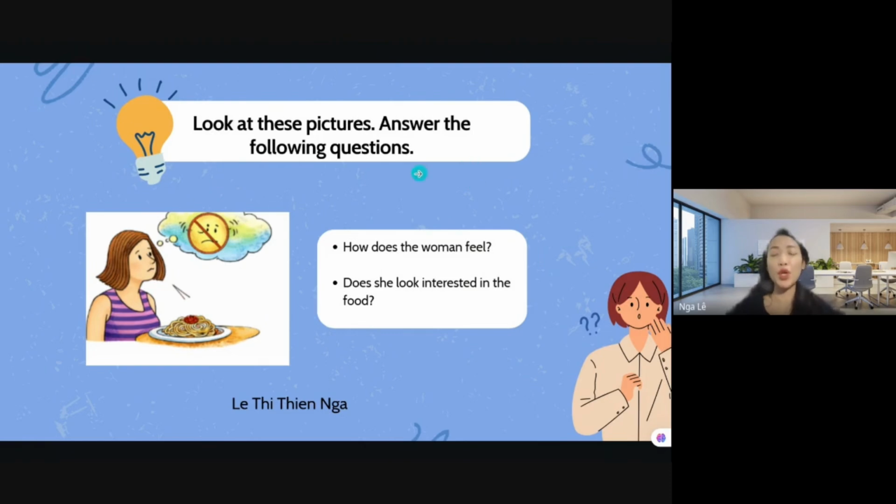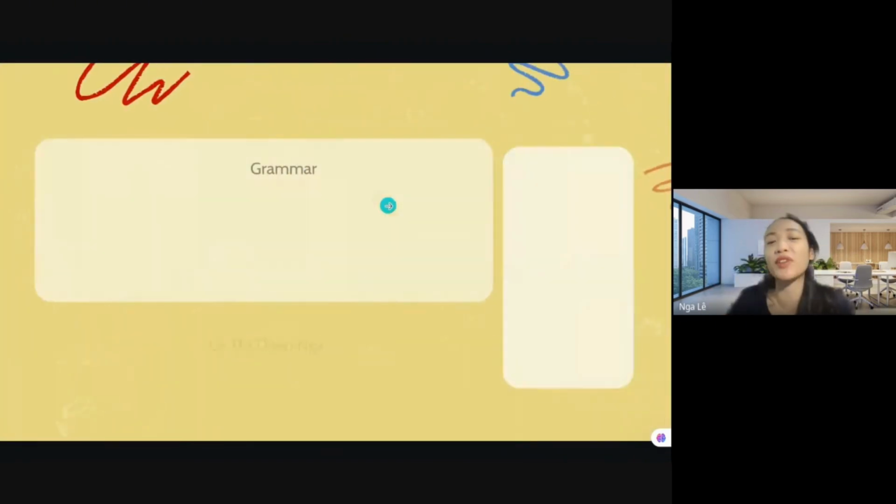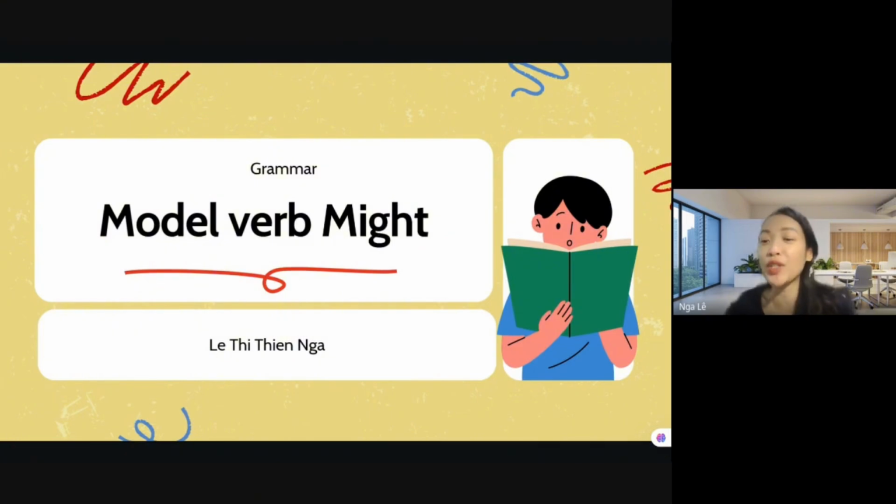Okay. So after these three pictures, can you guess what is the topic of our lesson today? Can you guess? Okay, here's a hint. It is a modal verb. Can you guess? Okay, I can hear that it is might. Yeah, the modal verb might. And so today we are going to learn about this modal verb might. All right, is this okay?